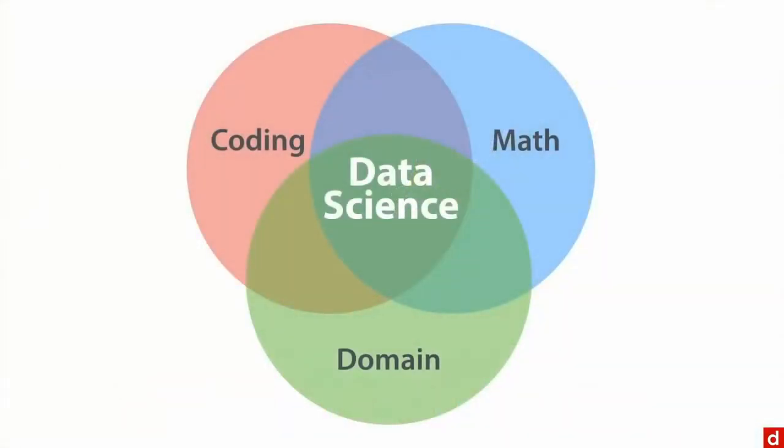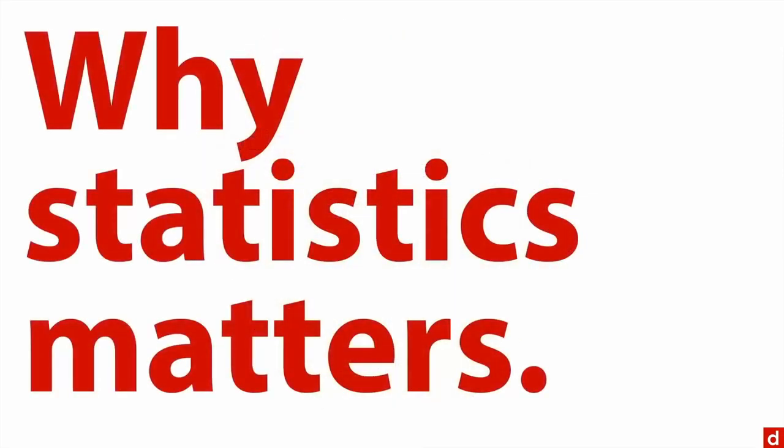Now, this shouldn't be a surprise if you remember the data science Venn diagram that we talked about a while ago. We have math up here in the top right corner, but if you were to go to the original description of this Venn diagram, its full name was math and stats. And let me just mention something in case it's not completely obvious about why statistics matters to data science.